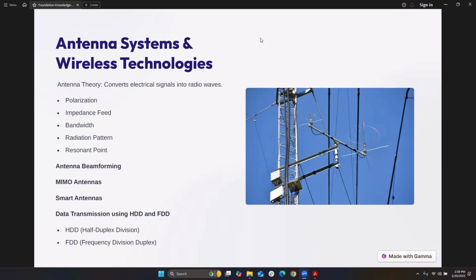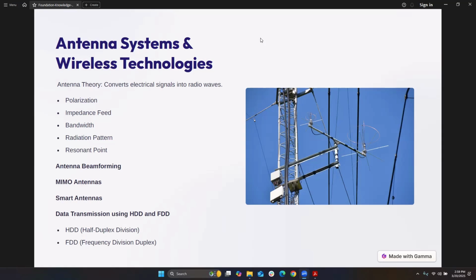If we talk about the radiation pattern, it describes how an antenna spreads energy, either in a narrow beam in one direction or in all directions, which is also known as omnidirectional. The resonance point is the frequency at which the antenna operates most efficiently, which reduces signal loss. Also, if we look into advanced antenna technologies, antenna beamforming is one advanced technology. It is used in 5G and Wi-Fi to focus signal towards specific users instead of broadcasting in all directions, which improves speed and efficiency.